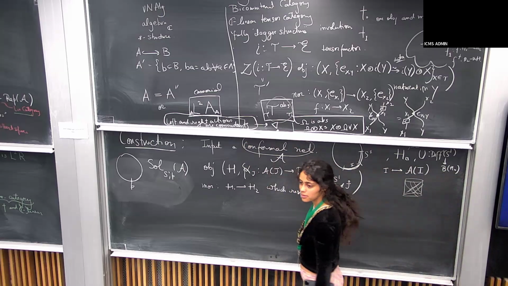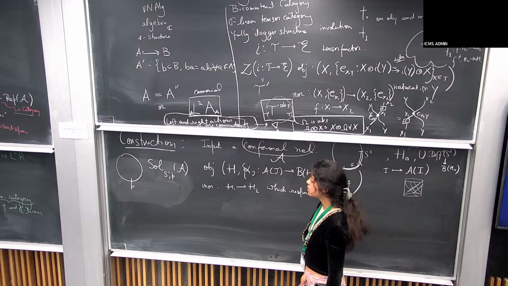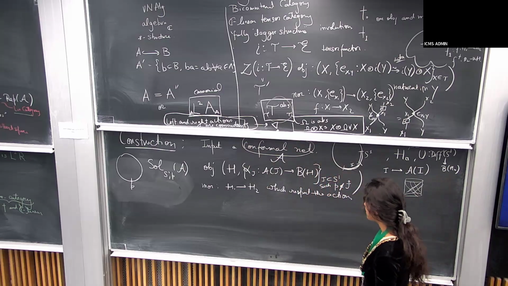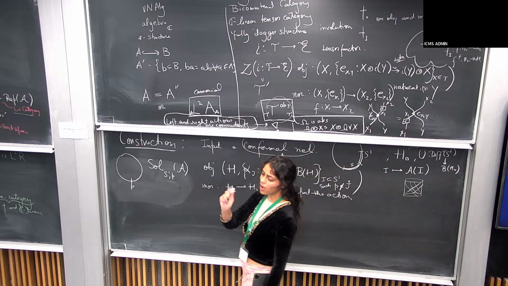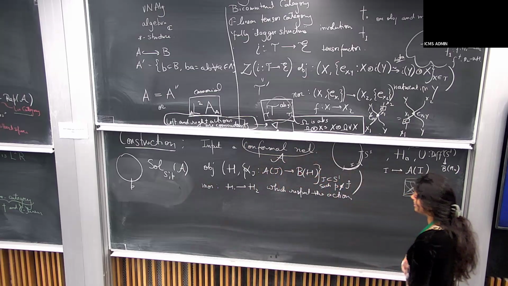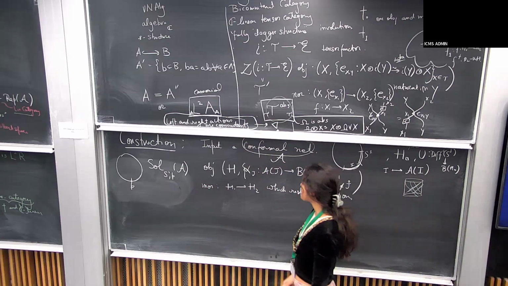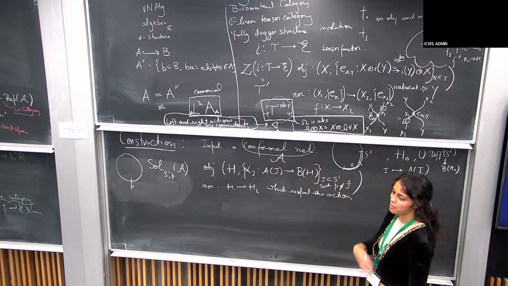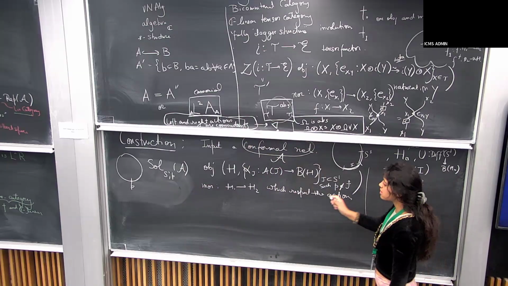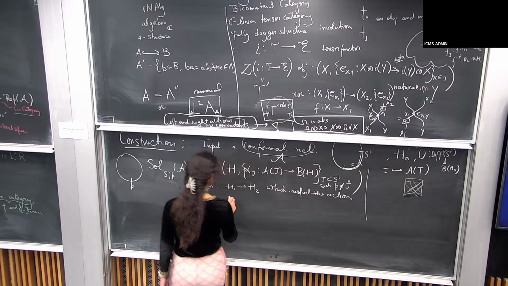Sol is soliton. Sol comes from soliton, yes, though I do not understand why people call them solitons. Anyway, this is a category. This is a tensor category.